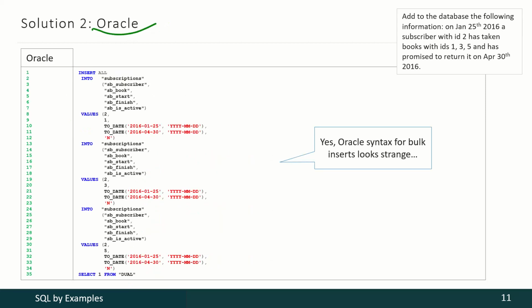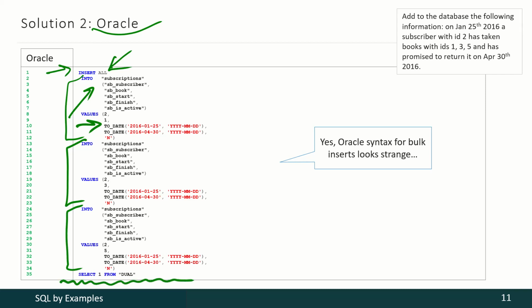But in Oracle the idea is different. Here we have to use insert all operator, this is how it looks like. Then for each record we have to repeat such a block that contains both the list of fields and the list of values. And for the next record it's the same, and for the next record it's the same also. And at the end of the query we have to use such a specific syntax: select one from dual. This is an Oracle specifics, and without such a line this query will fail.